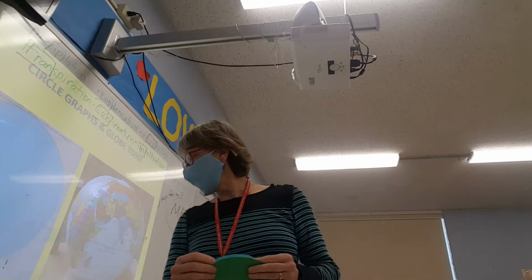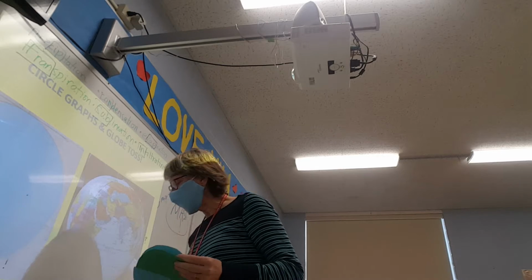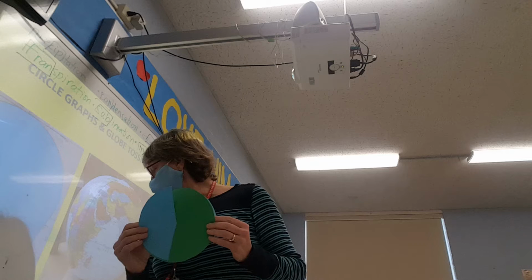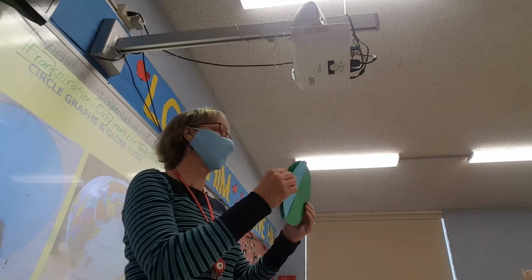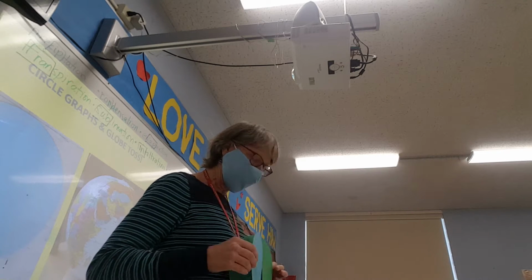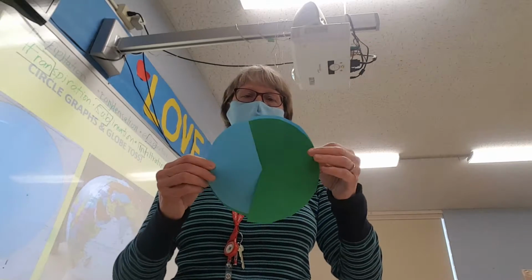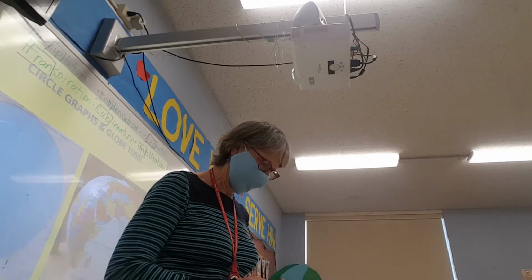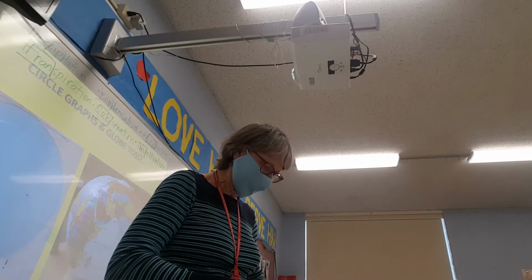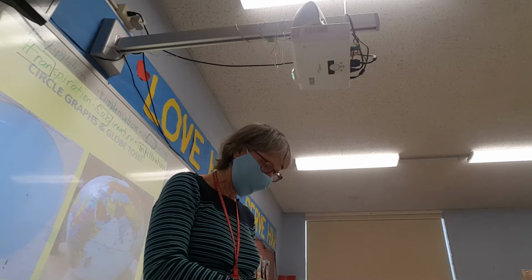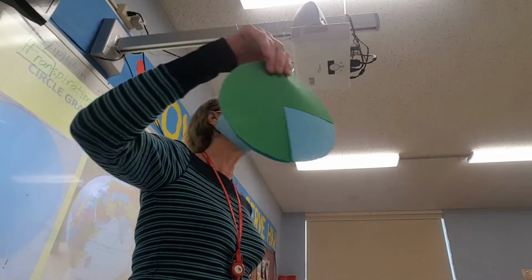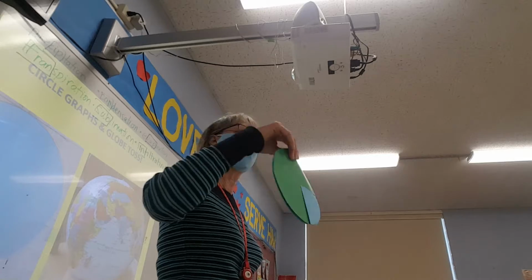Now, what I would like you guys to do is show me with your graph, with blue being water and green being land, how much of the Earth's surface do you think is covered with water? Show me. Do you think it's half? If it's half, it'll look like that. If it's a quarter water, it'll look like that. Show me how much of the Earth's surface you think is water.